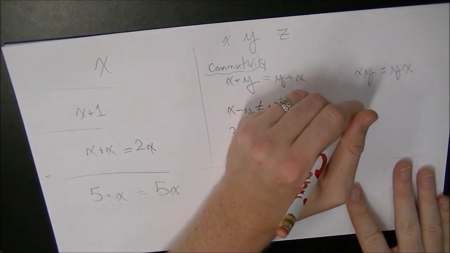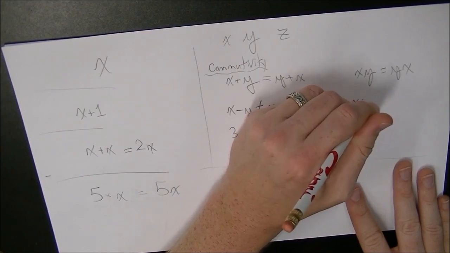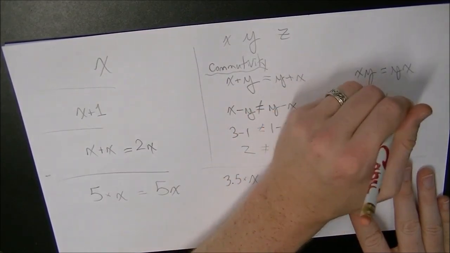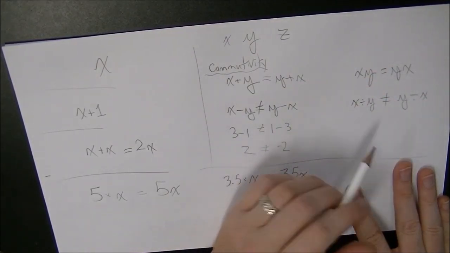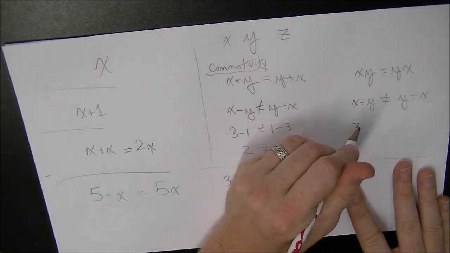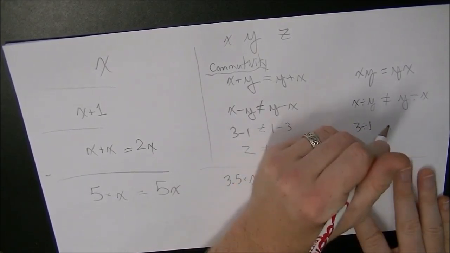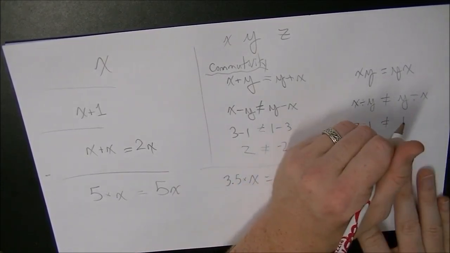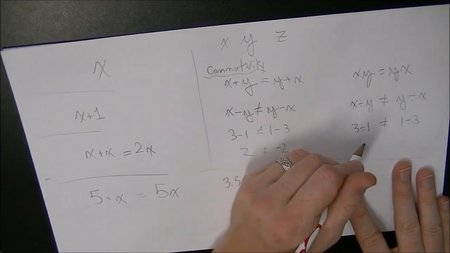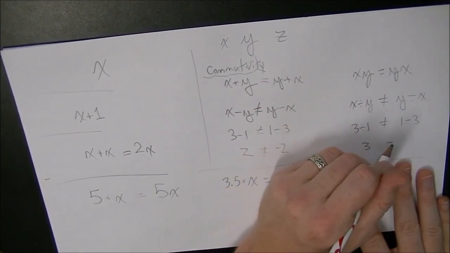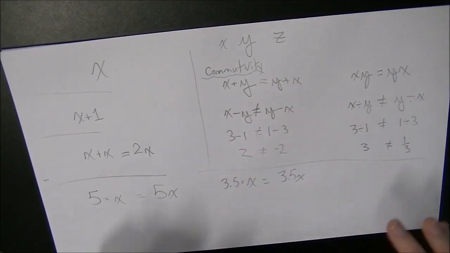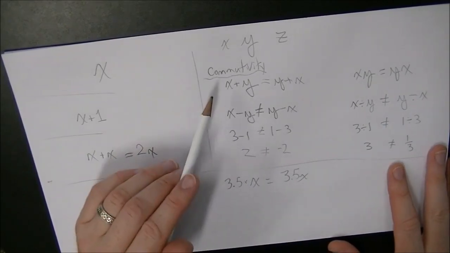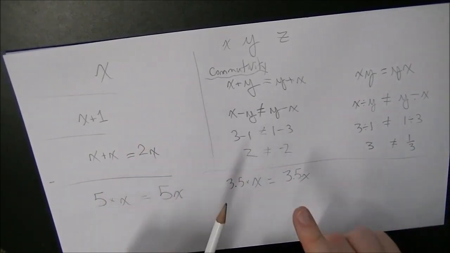Same goes for division. If I have x divided by y, that does not equal y divided by x for similar reasons, right? So if I had, let's say, 3 divided by 1, that doesn't equal 1 divided by 3. 3 divided by 1 is 3, which is not the same as 1/3, obviously. Okay, cool. So commutativity works for addition, it works for multiplication, but it doesn't work for subtraction and division. Well, hang on a moment.